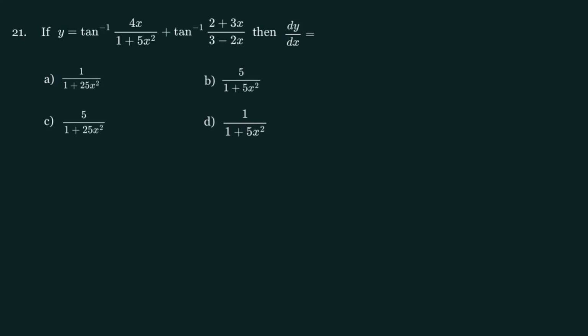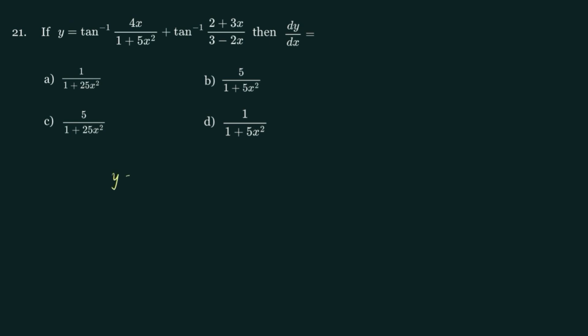Question number 21. If y equals tan inverse of 4x over 1 plus 5x square plus tan inverse of (2 plus 3x) divided by (3 minus 2x), then we need to find the value of dy over dx. Now, before differentiating the given equation, we will try to simplify it.